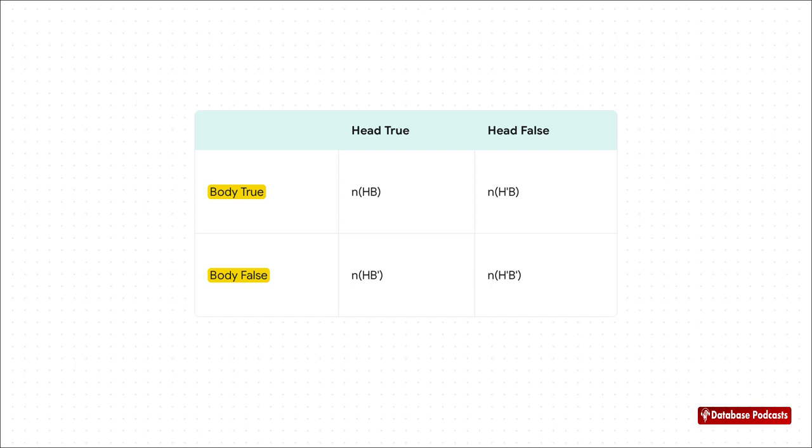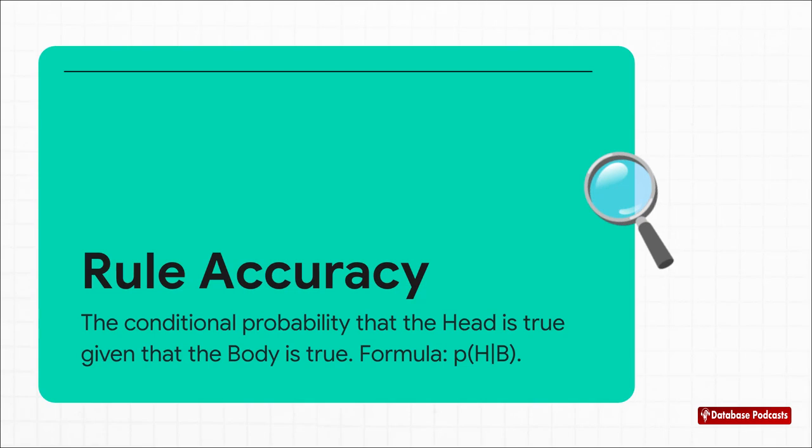It's just a simple scorecard. And right from that table, we get our first and most obvious metric, accuracy. It asks a really simple question. When this rule fires, how often is it actually right? It's probably the most straightforward way to measure how well a rule is doing.